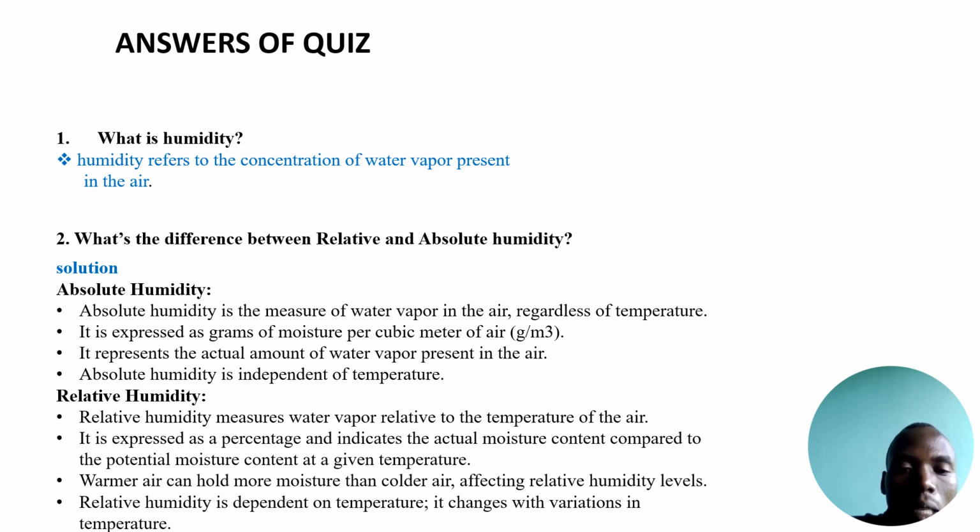The solution is, absolute humidity is the measure of water vapor in the air regardless of temperature, while relative humidity is water vapor related to the temperature of the air. Absolute humidity is expressed as grams of moisture per cubic meter of air, while relative humidity is expressed as a percentage and indicates the actual moisture content compared to the potential moisture content at a given temperature.